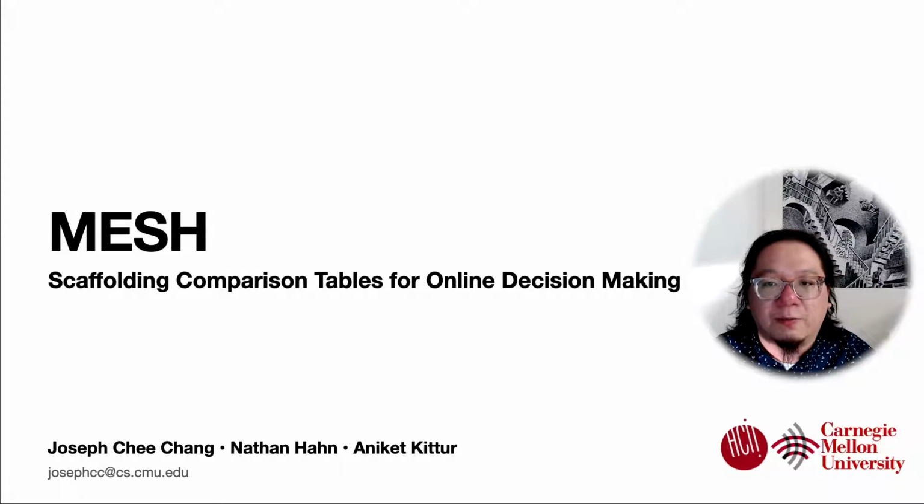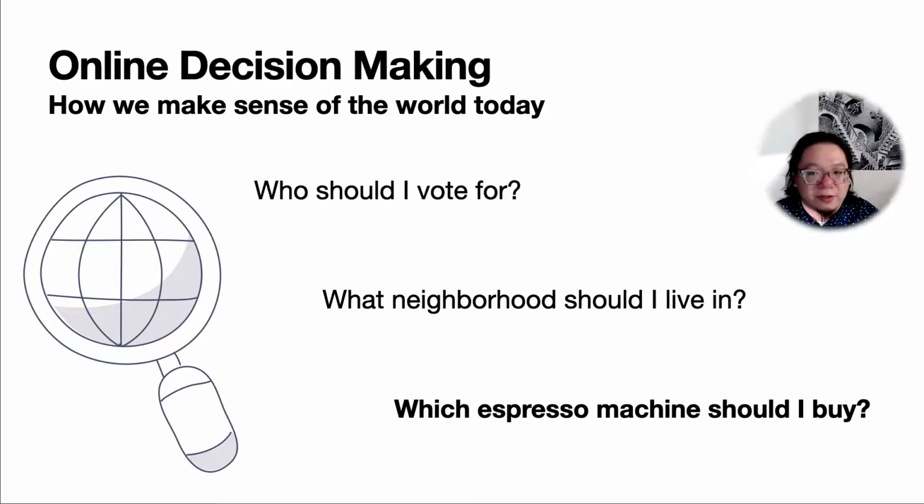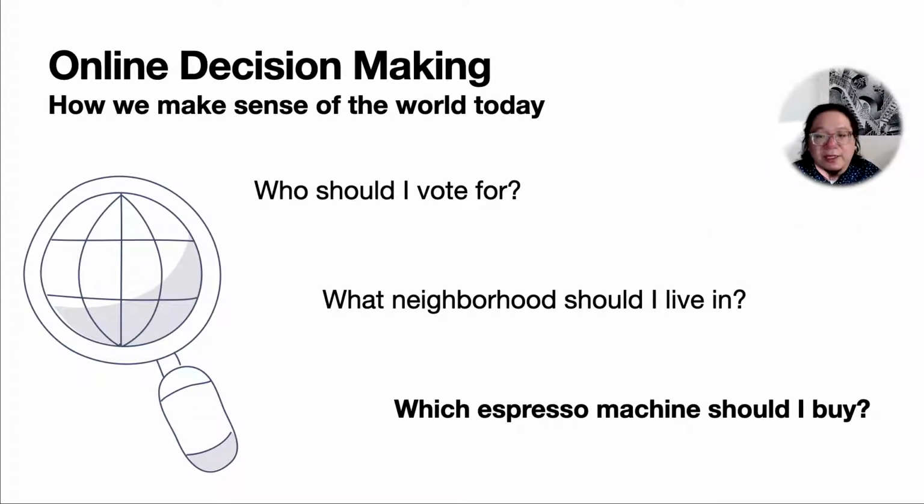In this video, I'll present the paper titled MASH, Scaffolding Comparison Tables for Online Decision Making. My name is Joseph Chang, and this is a joint work with Nathan Hahn and Aniket Kittur. We explore online evidence to help us make all sorts of decisions. In this work, we focus on supporting product comparison research.